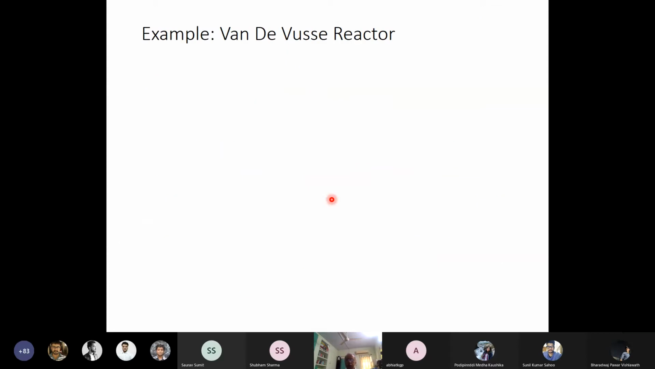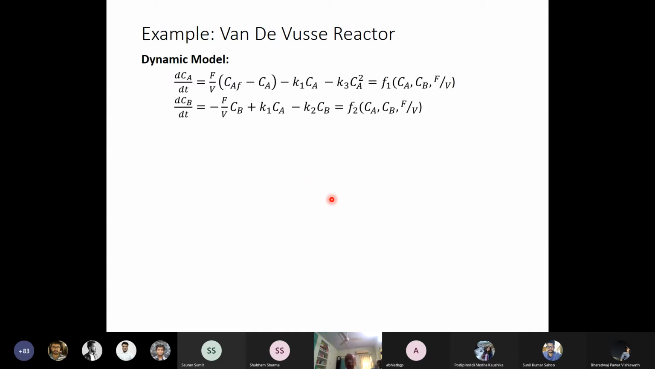I'll take one example, the Van der Waals reactor. For the Van der Waals reactor, we already know the dynamic model. These are basically dCA/dt, equal to F/V times CAF, where CAF is the feed concentration of A, minus K1 CA, minus K3 CA squared, which I can write as a function F1 of CA, CB and F/V. Similarly, dCB/dt is a function F2 of CA, CB and F/V. Here CA and CB are the state variables and F/V is the input variable.